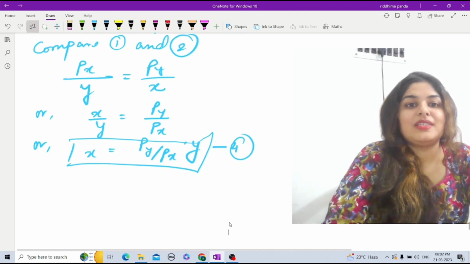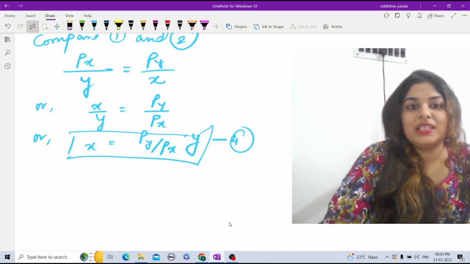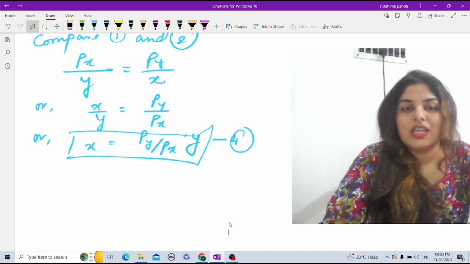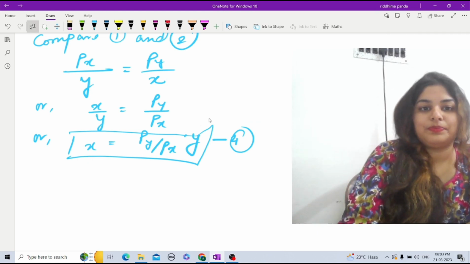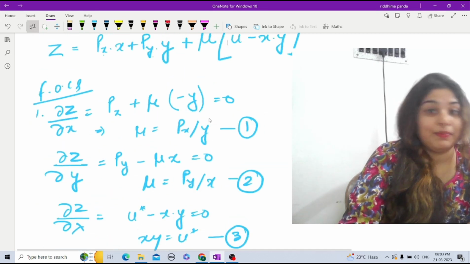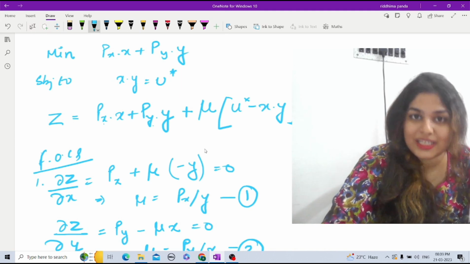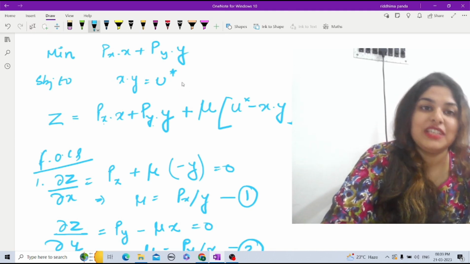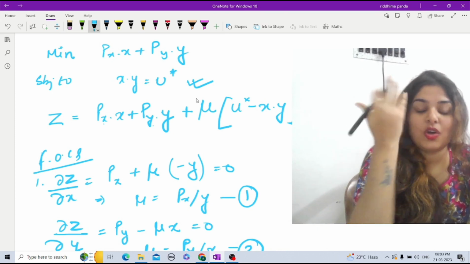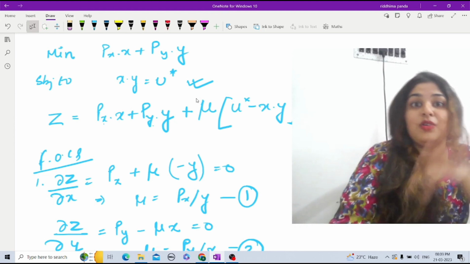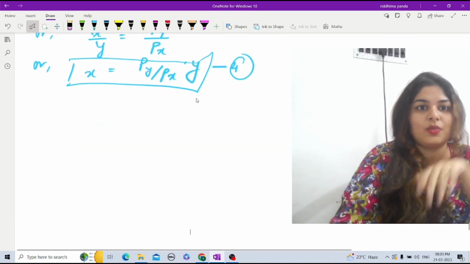Now what I have to do, in order to find out the expenditure function, is put these values in my budget equation, right? But before finding the expenditure function, first I have to put these values in the constraint. The constraint is my satisfaction level, a constant satisfaction level. So let us put the value of x with respect to y in u star. Okay, that is equation 3.